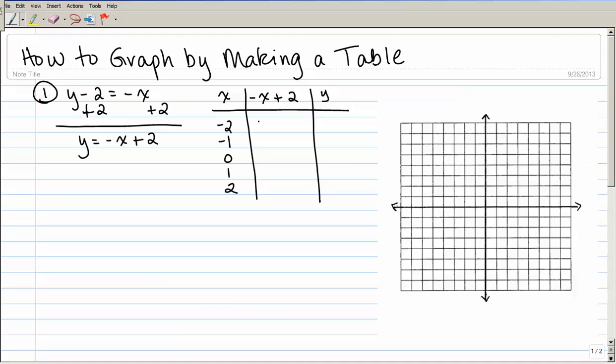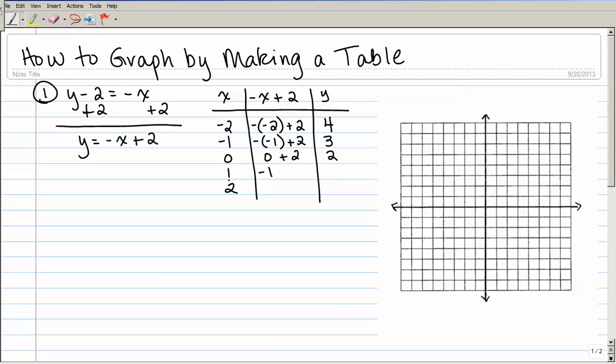If x is a negative 2, then that means negative times negative 2 is a positive 2, plus 2 gives me a 4. Be very careful when your coefficient of x is a negative number. Plugging in negative 1, negative times negative 1 is 1, plus 2 is 3. 0 is easy. 0 plus 2 is 2.